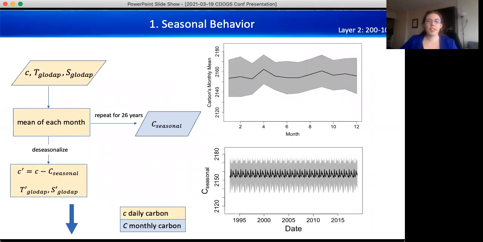Our first step is to deseasonalize our data using the monthly means. The monthly mean of carbon in the second layer is shown on the top right. It is mostly flat with some wiggles. We repeat this yearly cycle for 26 years, producing a monthly estimate of the seasonal behavior with confidence intervals in gray. This will be useful when we reconstruct our estimate of total carbon.